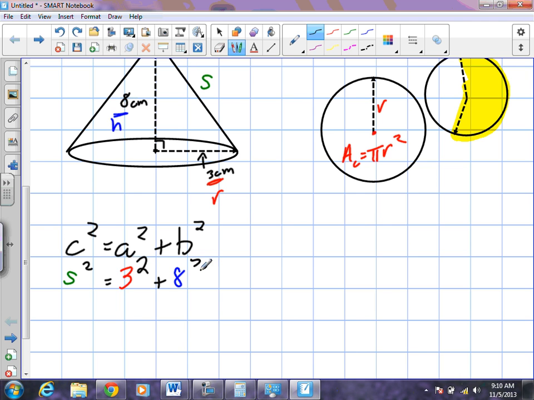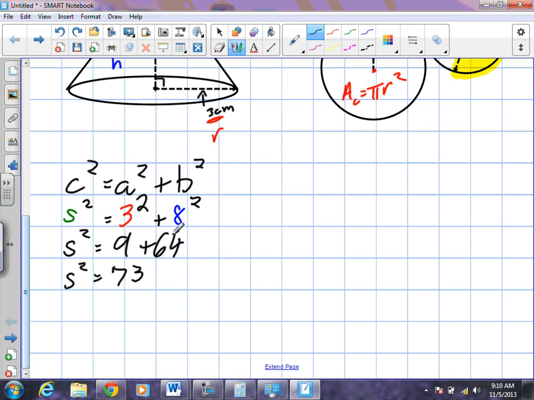So we'll work through this. S squared is equal to 9 plus 64. What does that equal? Great. And then from here, how do we isolate for s? In order to move over this power, it becomes a square root. S becomes what? What is the square root of 73?